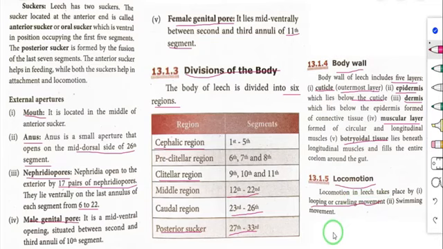The 2 suckers are used for attachment during movement on the substratum. For the movement, the suckers are useful. The anterior sucker and the posterior sucker, both suckers are useful for the looping movement. Then the second one is swimming movement.